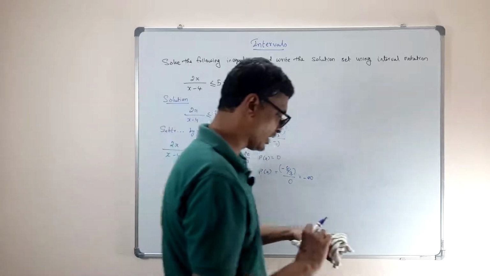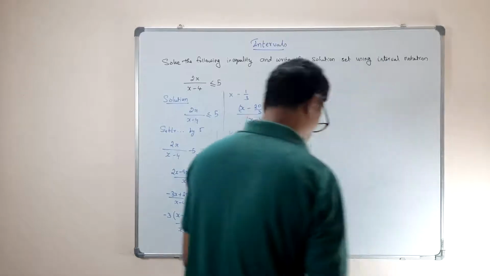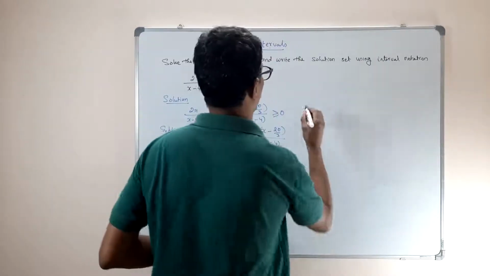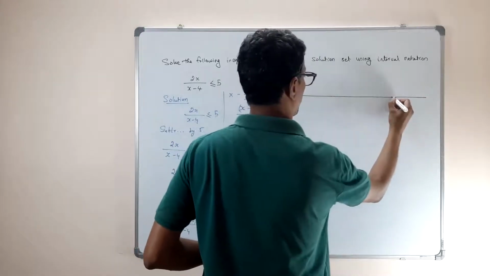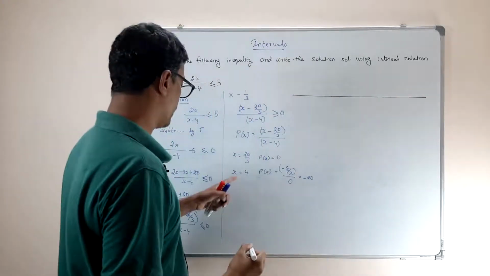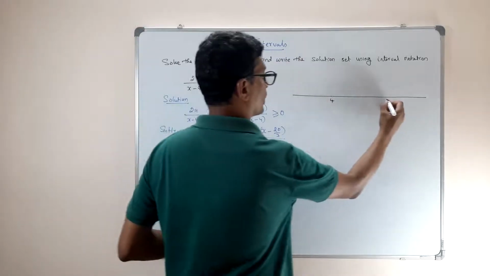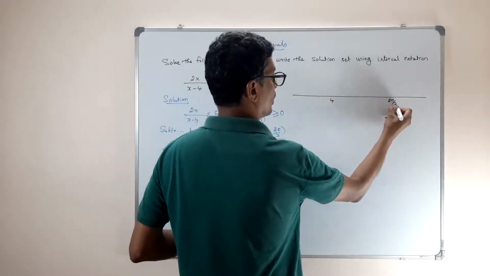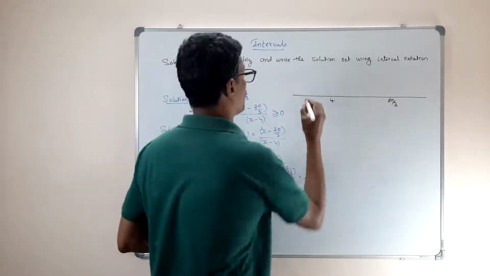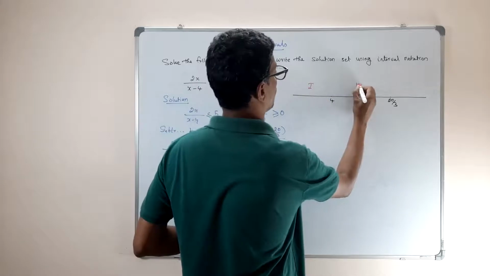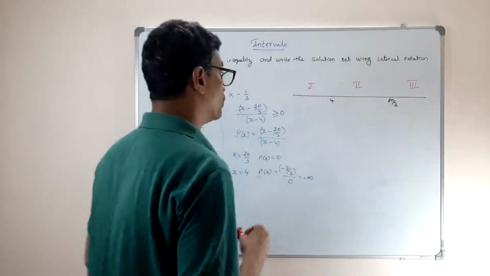Let us now draw the number line. There are 2 points, correct? The lower point is 4, and this one is 20 by 3. And this is divided into 3 regions: 1, 2, and 3. So let us do one by one.